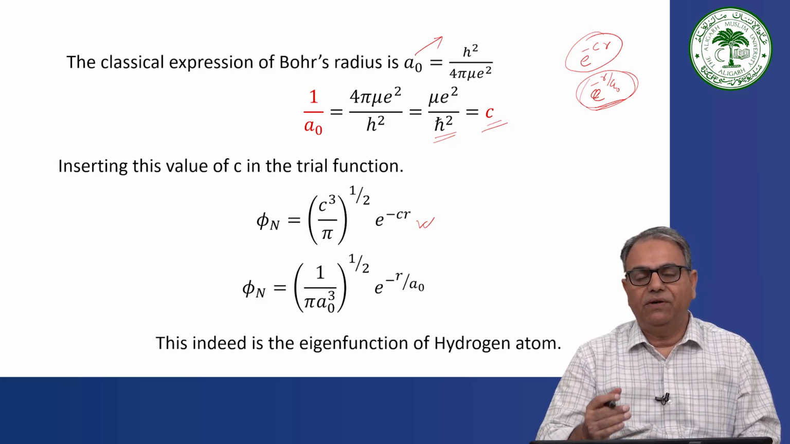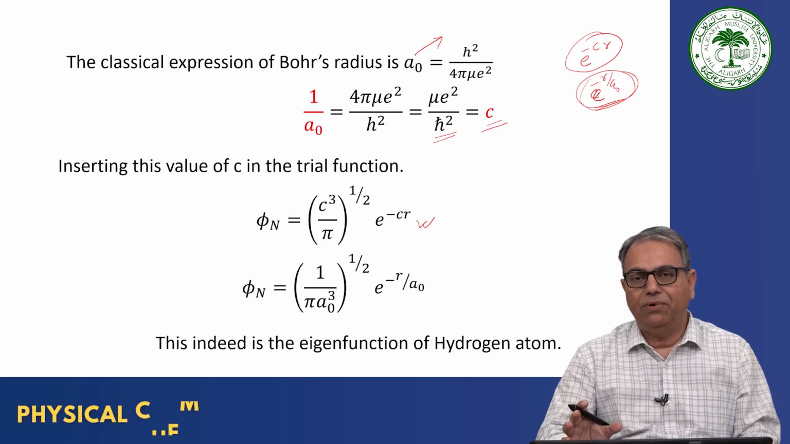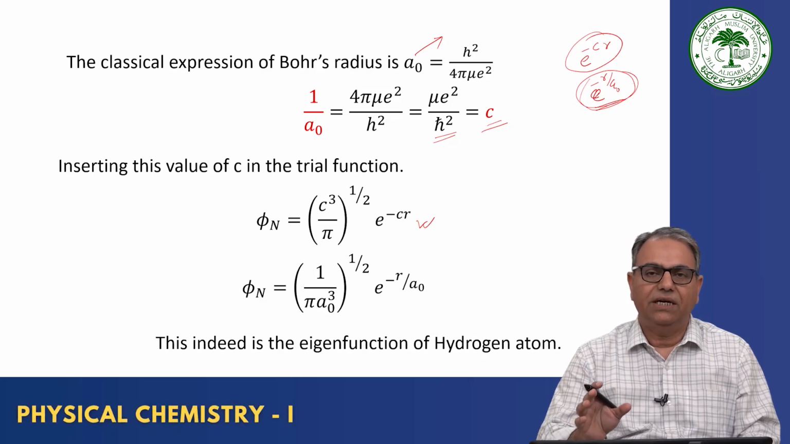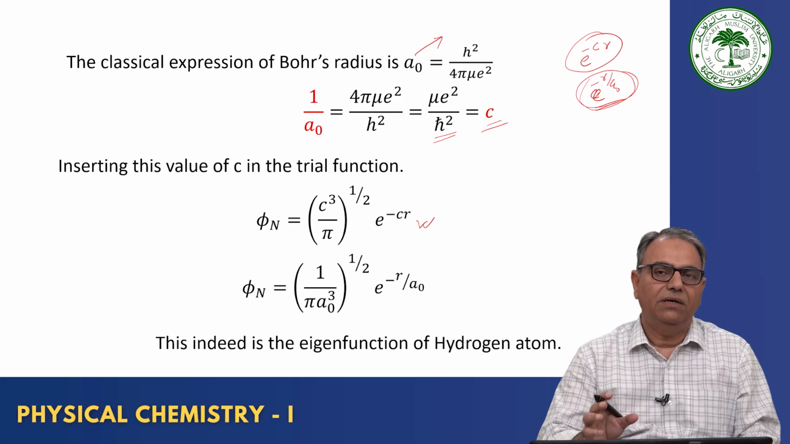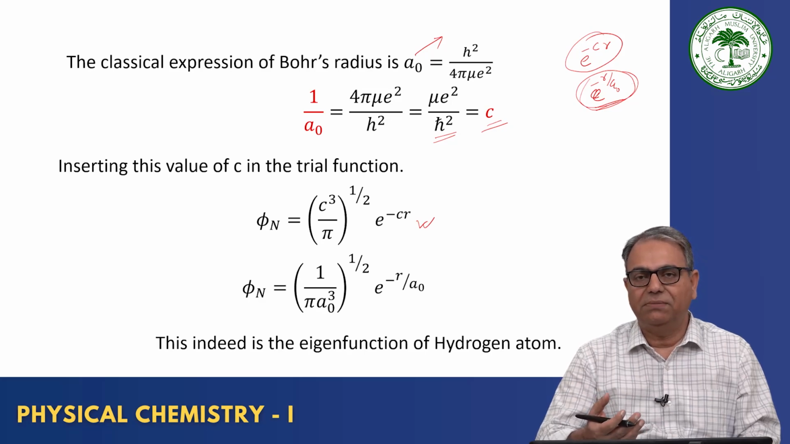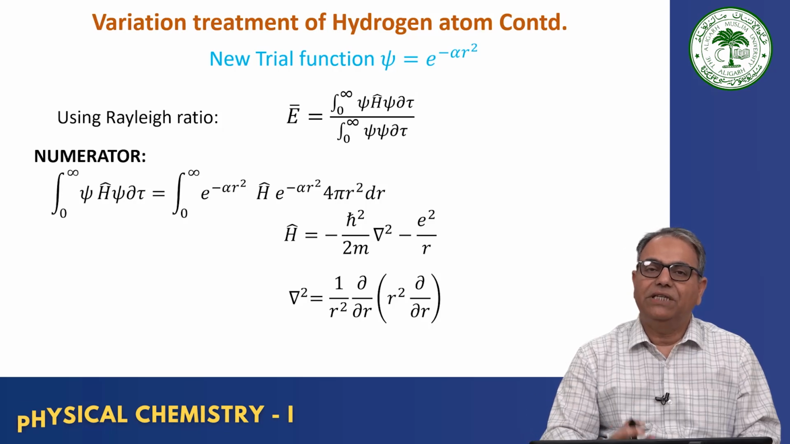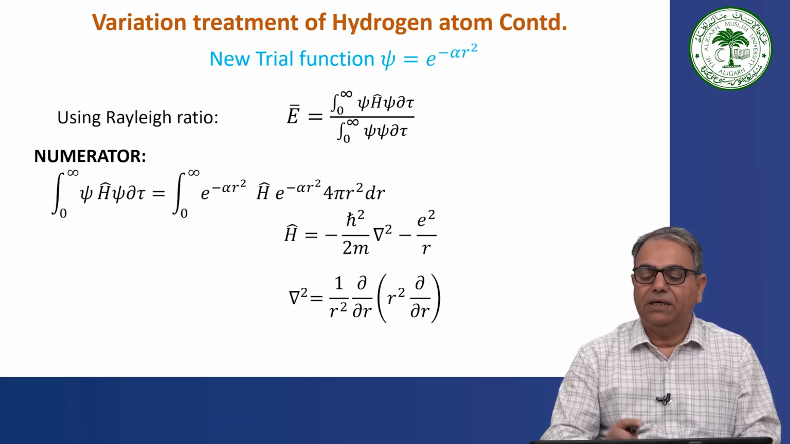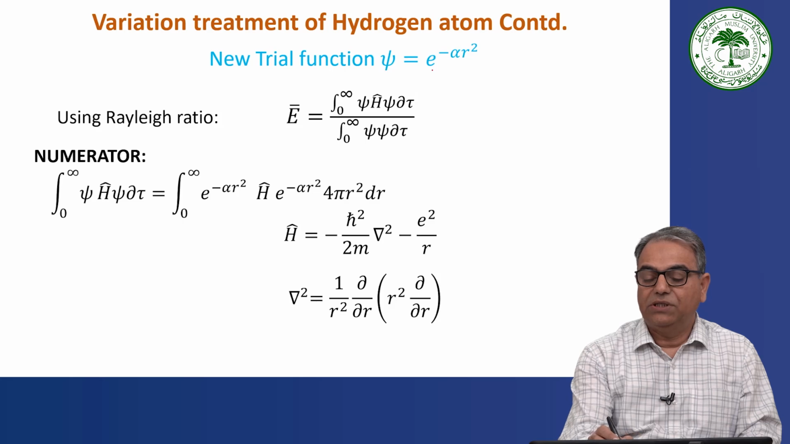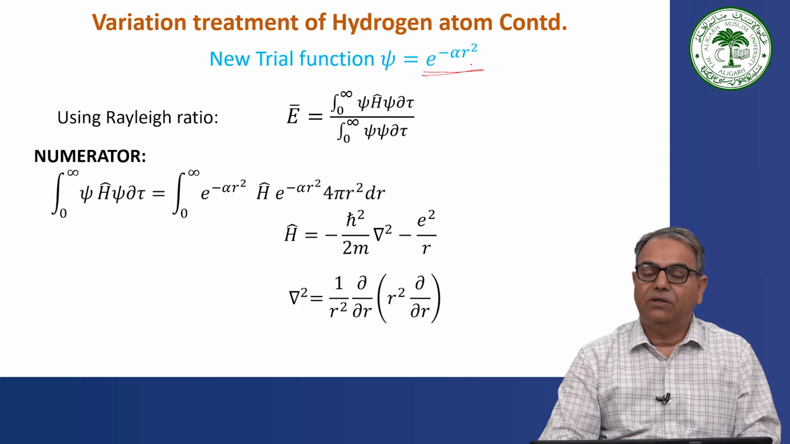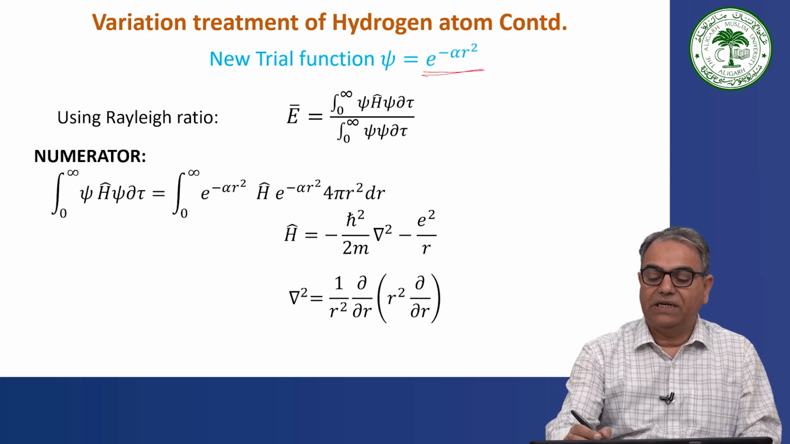Now, this was an example where we took the trial function as the same function we obtained from the solution of the Schrodinger wave equation. What you can do is change the trial function, apply the same principle, the variation treatment, and see what kind of energy you obtain. So I am taking another example of the same hydrogen atom, and now I take psi equal to exponential minus alpha r square. Now you see this is different. This is not the same function, because what I have written is exponential minus alpha r square.